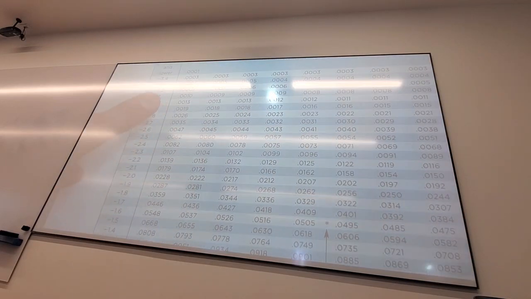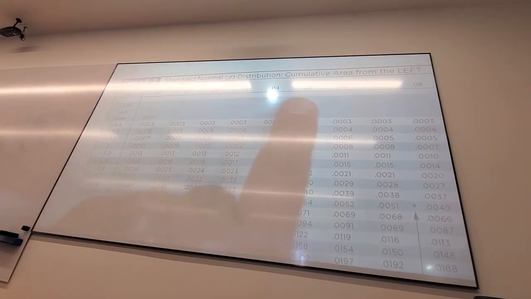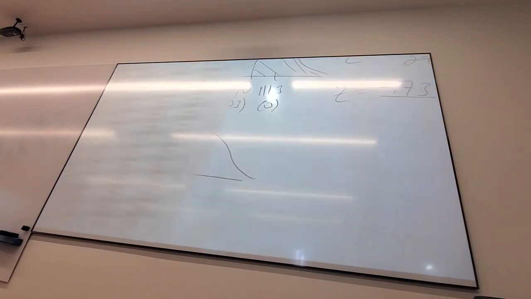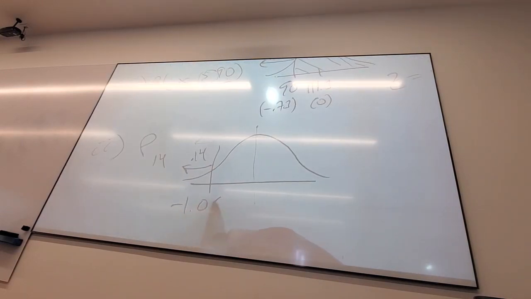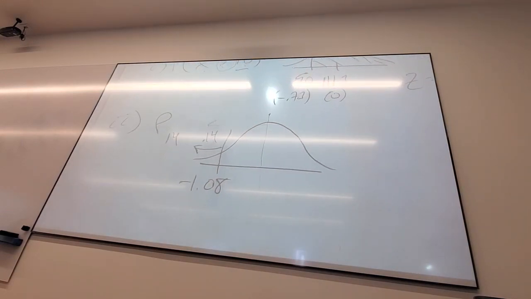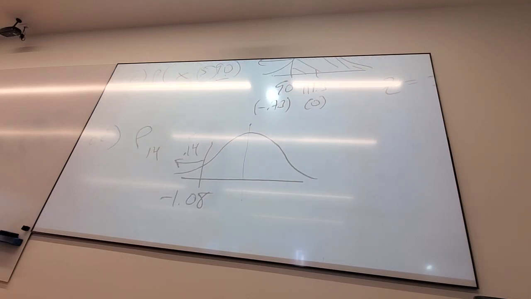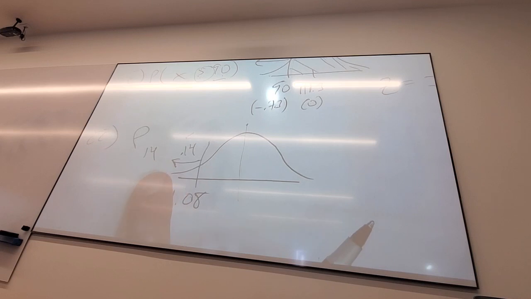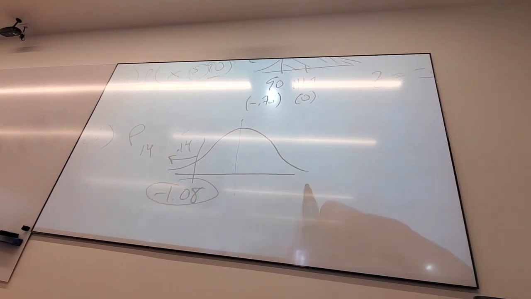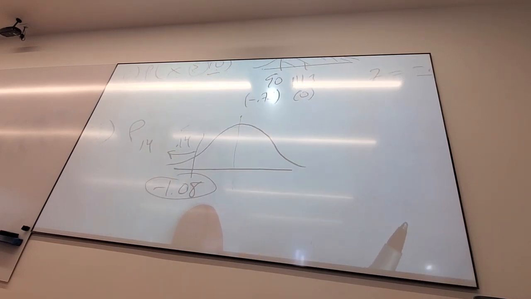So this tells you the first decimal place. This tells you the second decimal place. So 1.08. Does that actually answer the question? No, damn it. Right? I've got more work to do. I want to know the value that is P14. This is where the answer is. Can somebody tell me where the answer is?